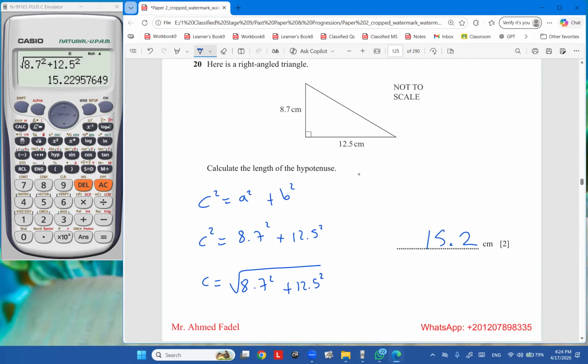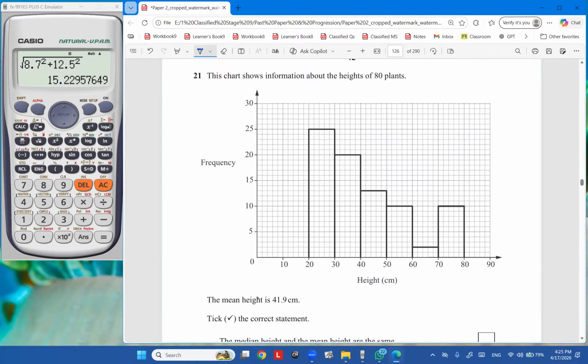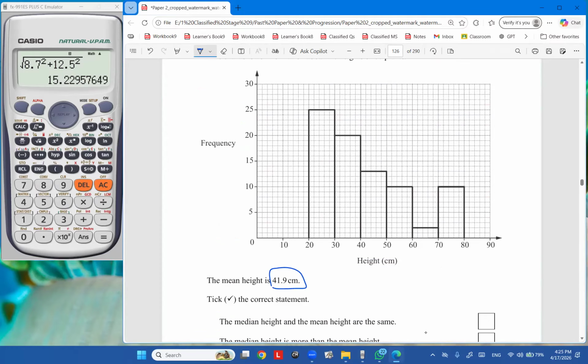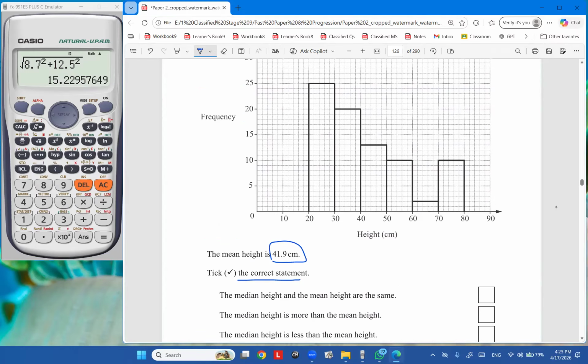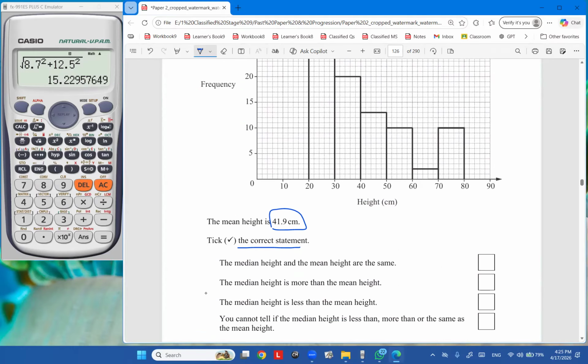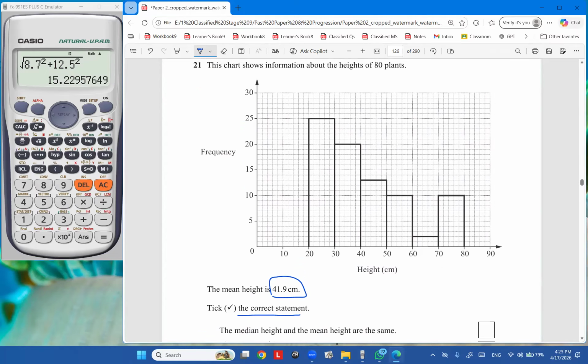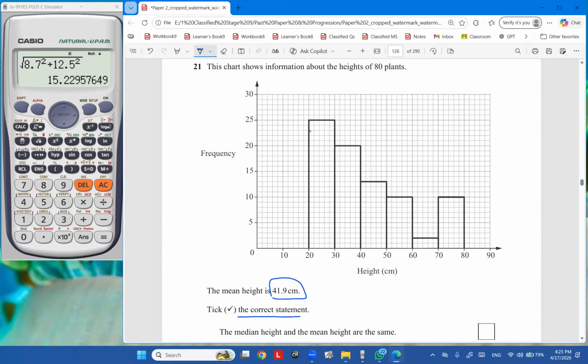They did not request a specific degree of accuracy, so just to have a look at the numbers that you have in the question, they are all 1 decimal places, so make it also 1 decimal place. Here, they're telling you that the mean height is 41.9, and they want you to take the correct statement. Only one statement is correct. They're all about the mean and the median. So we need first to find the median. How can I find the median? First, I need the frequency.